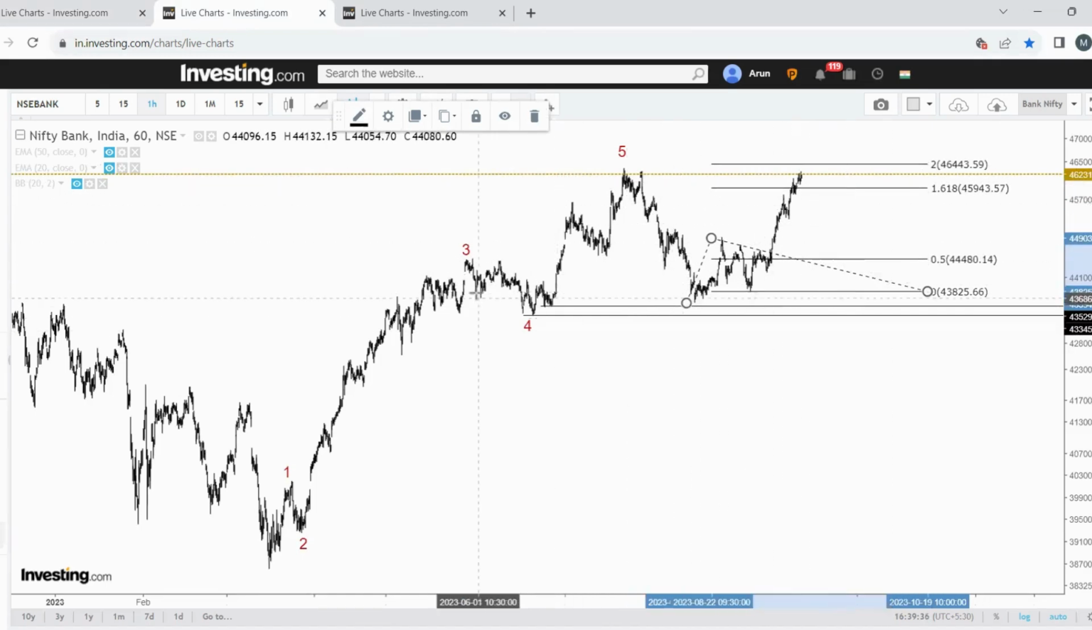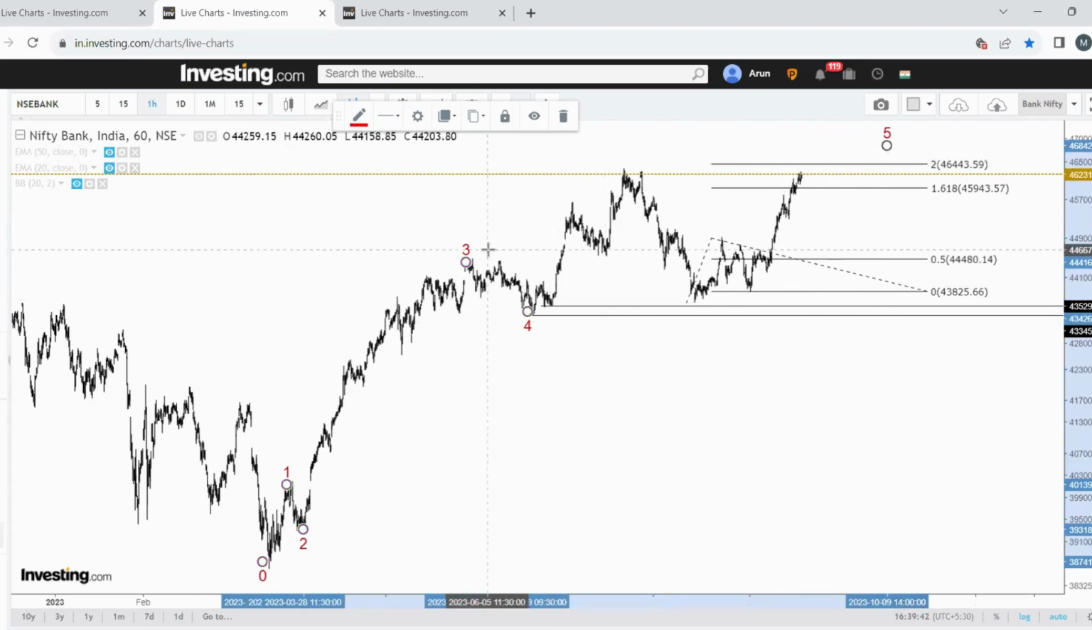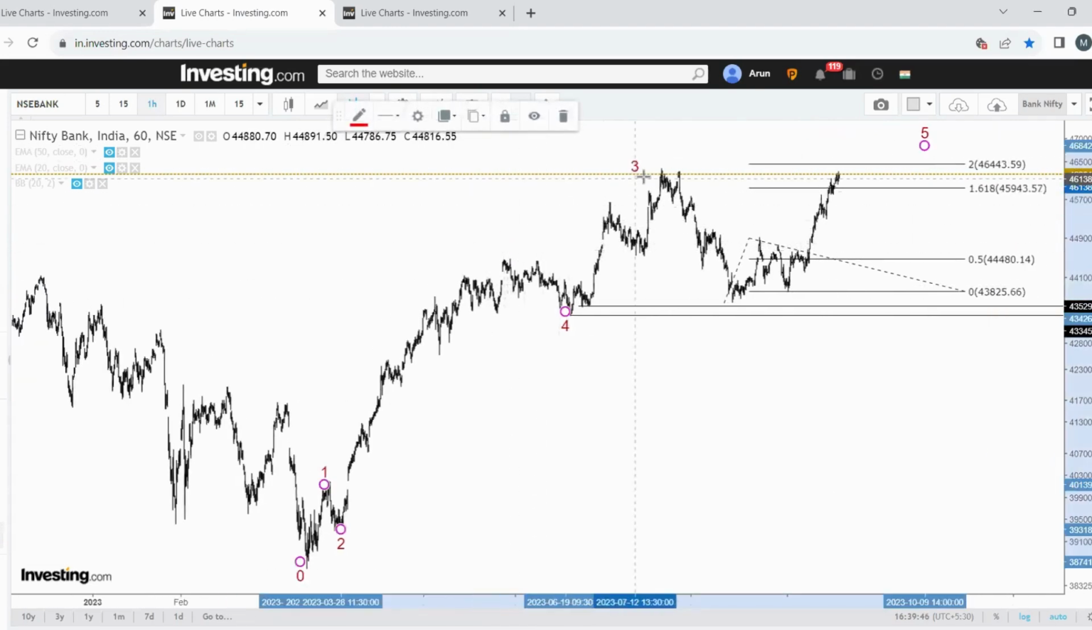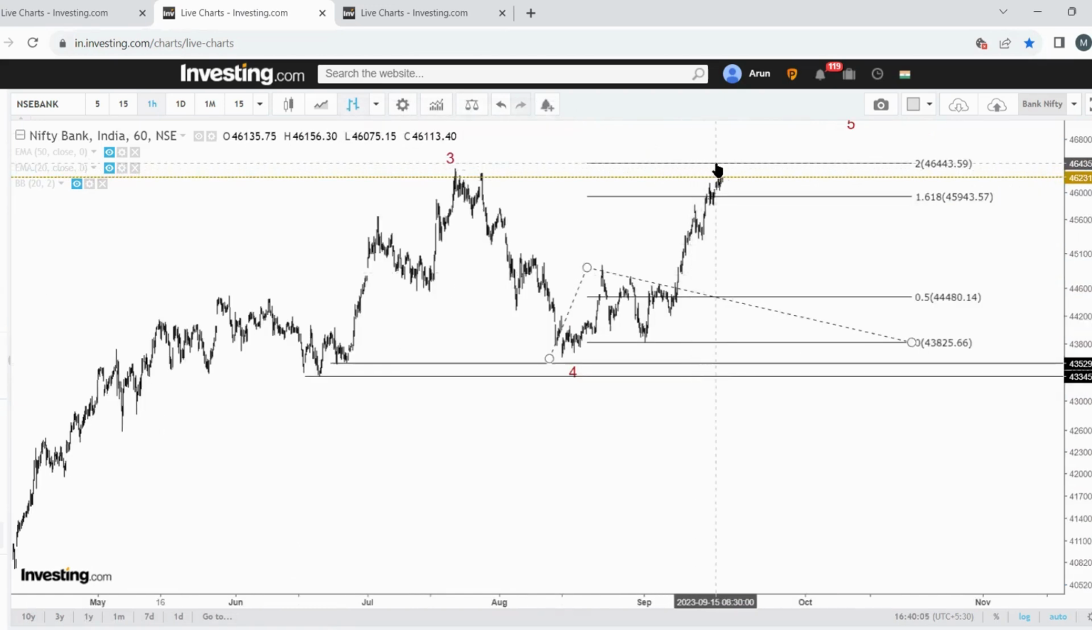To align with Nifty, if the entire wave is third and we are moving in fifth, like this, it can be 1, 2, 3, 4, and 5. So both options are open. Let's see. You need to check for these levels.